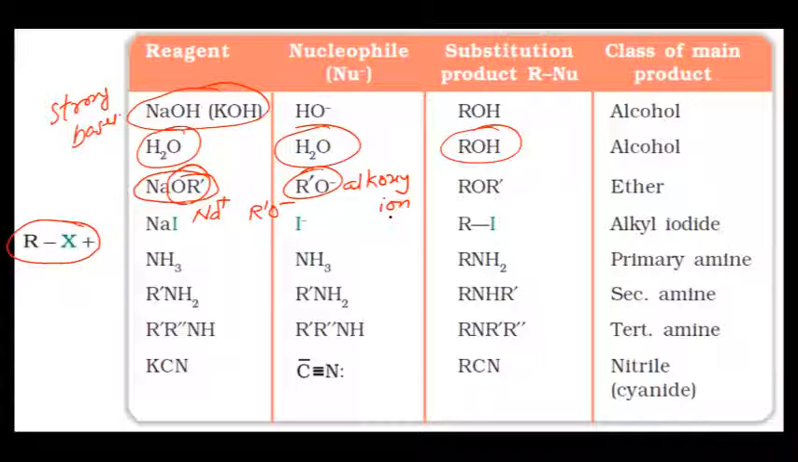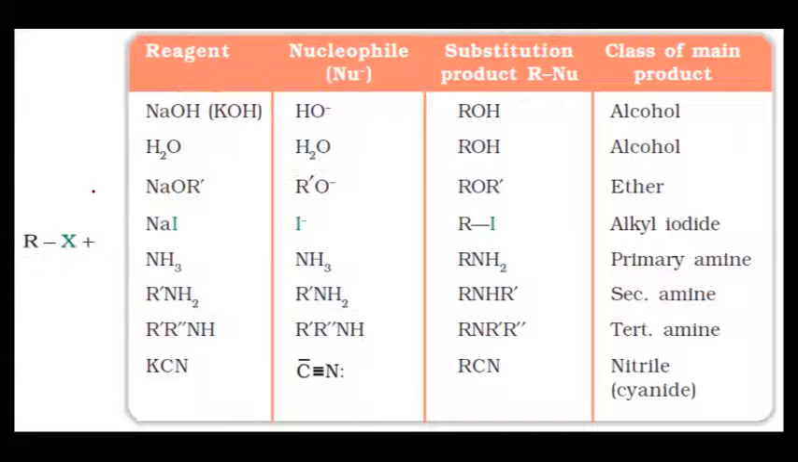So this gets attached to carbon and halogen goes away as halide. Same thing is happening again and again. Next, NaI, again same thing. This is basically the Finkelstein reaction.